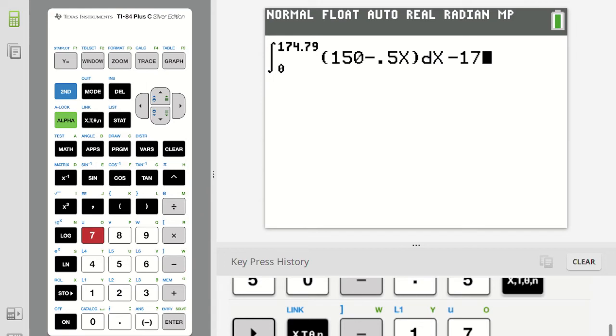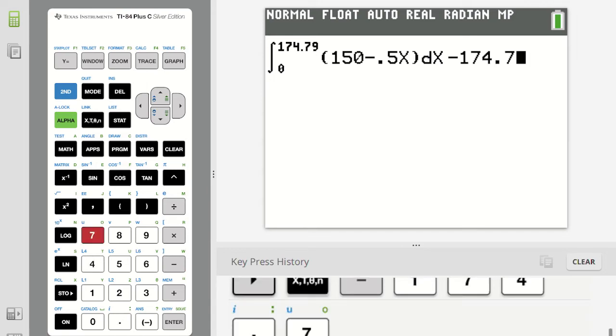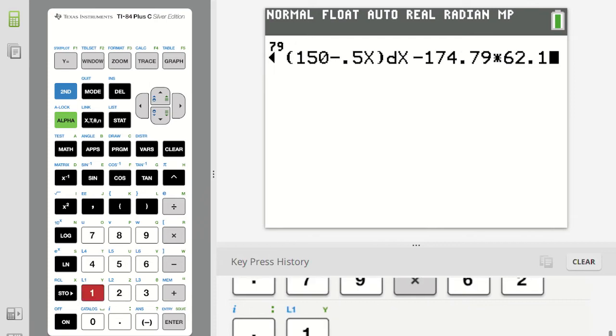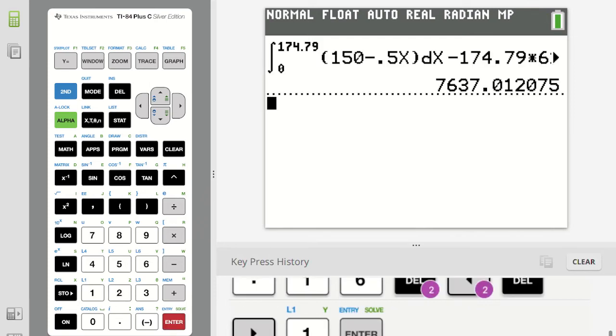We'll subtract off the equilibrium quantity times the equilibrium price, which is 174.79 times 62.61. The total of which is 7,637.01 if you round to the nearest hundredth.